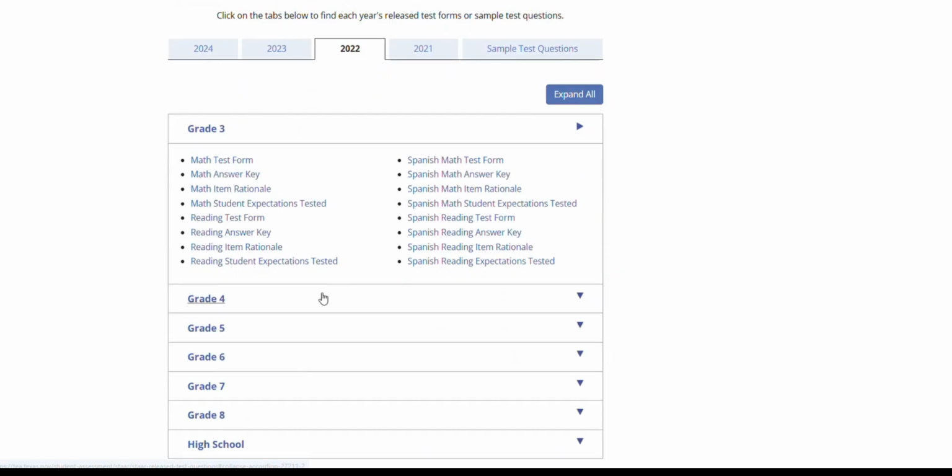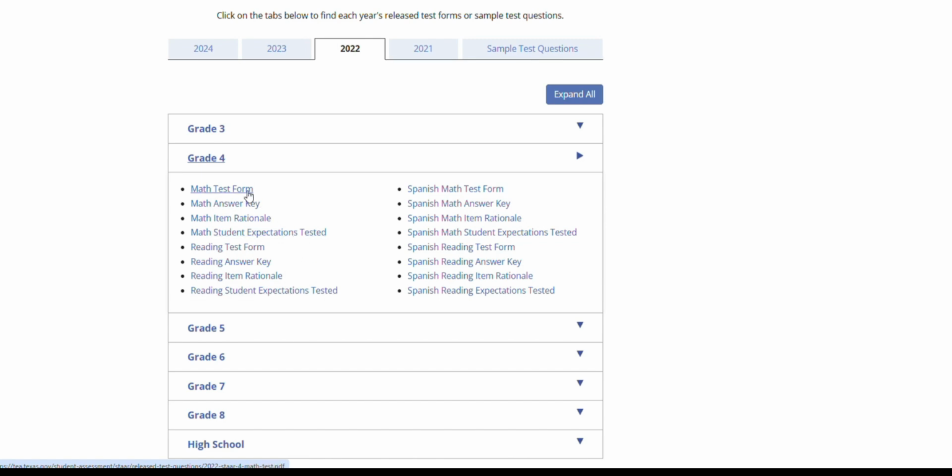Do those same steps again for 4th, 5th, 6th, 7th, and 8th grade.